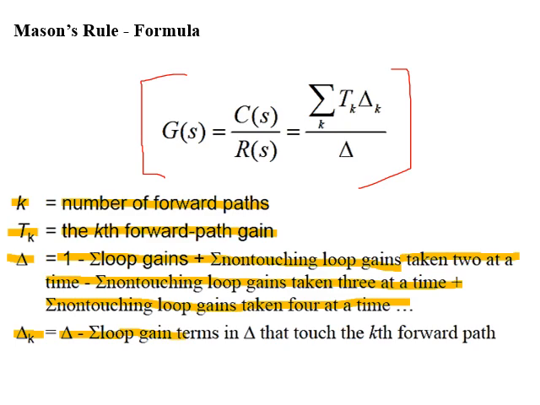And delta k is equal to delta minus sum of loop gain terms in delta that touch the kth forward path. Students, it is a predefined formula in which we all have to substitute the values. Now we will substitute the values for a given example.